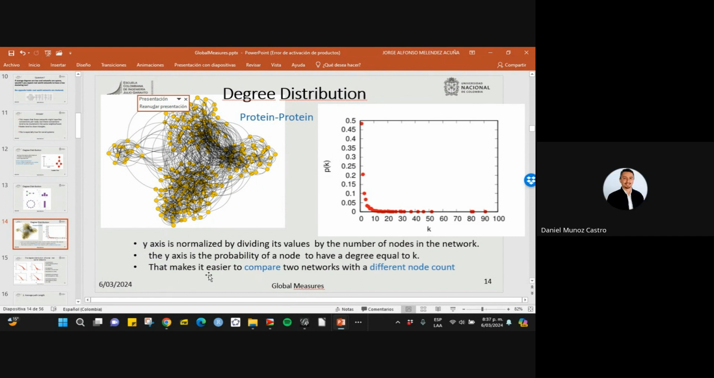And what we said before: drawing the degree distribution with probabilities and not with real counts makes it easier to compare two networks with a different node count. So this is typical. As I repeat, it's a normalized degree distribution graph.